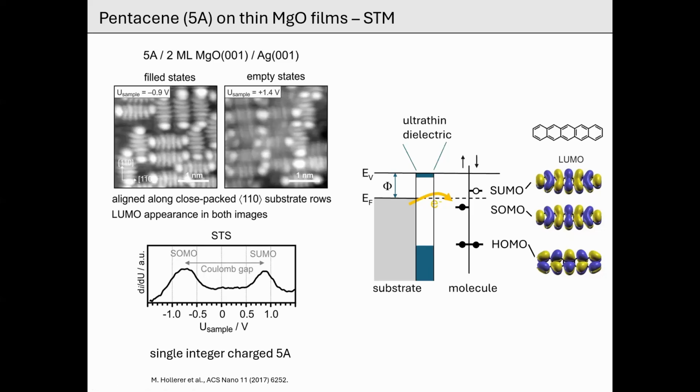And we see this SOMO-SUMO gap also if we do an STS spectrum. So here we see the occupied LUMO, and here we have the unoccupied LUMO, and the Coulomb gap between them. Good.